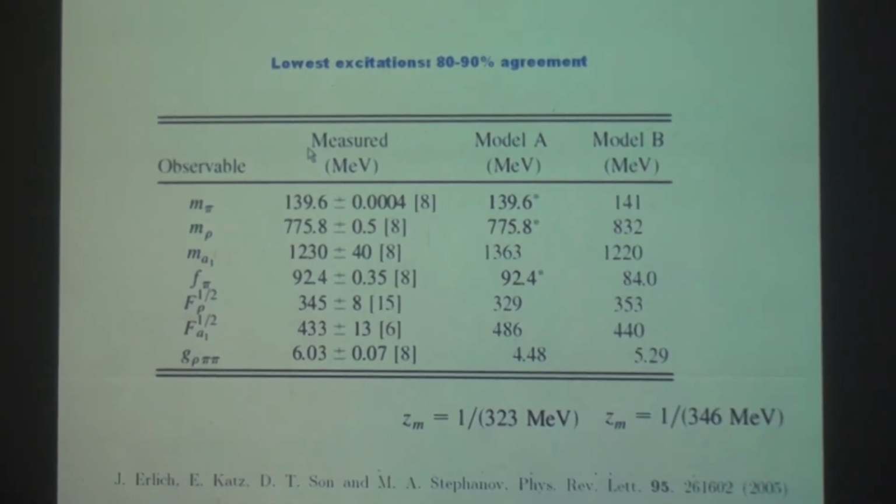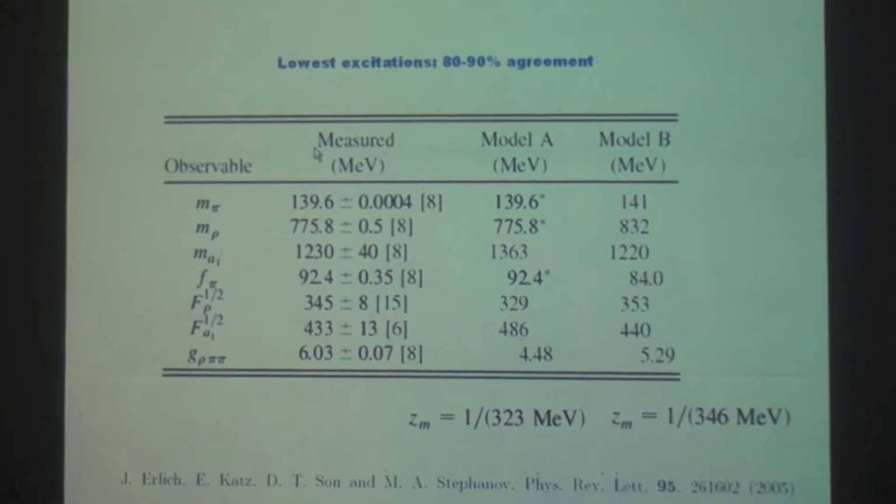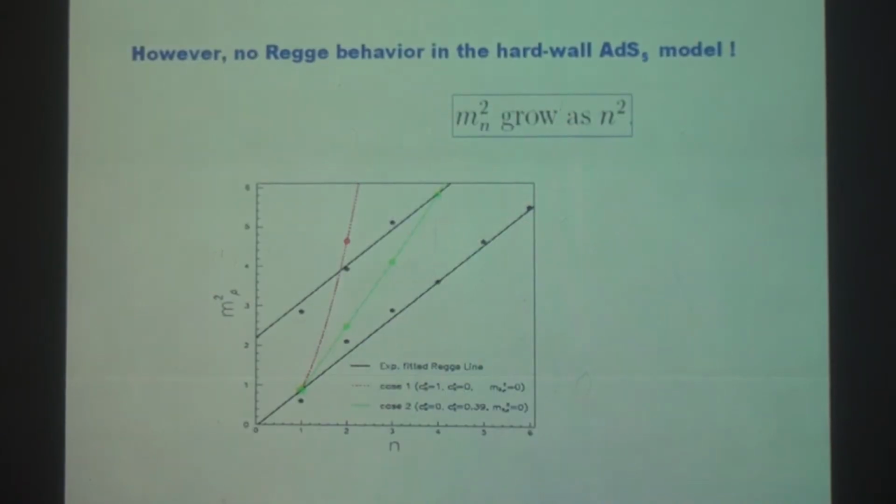So it's not that bad with this simple model. However, in this hard-wall model, for higher excitations, there is no Regge behavior because the mass squared grows as n squared.